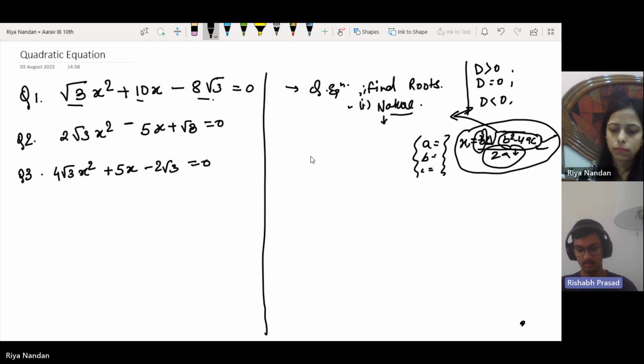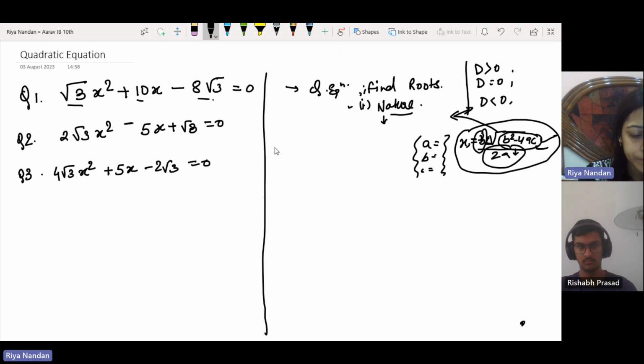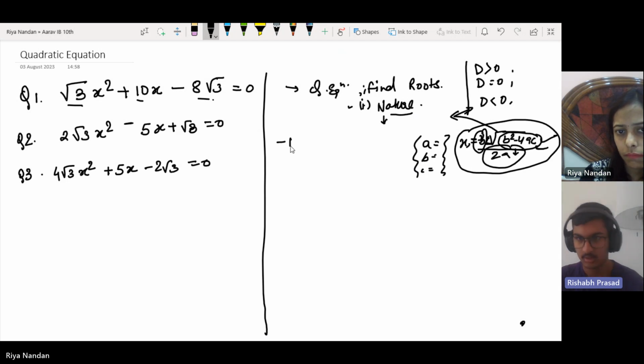I got minus 10 plus minus root 4 upon 6. Wait, I've been giving you 8 root 3 when the question number. Yes, the answer is what you are getting. My minus 10 plus minus root 4 upon 6.